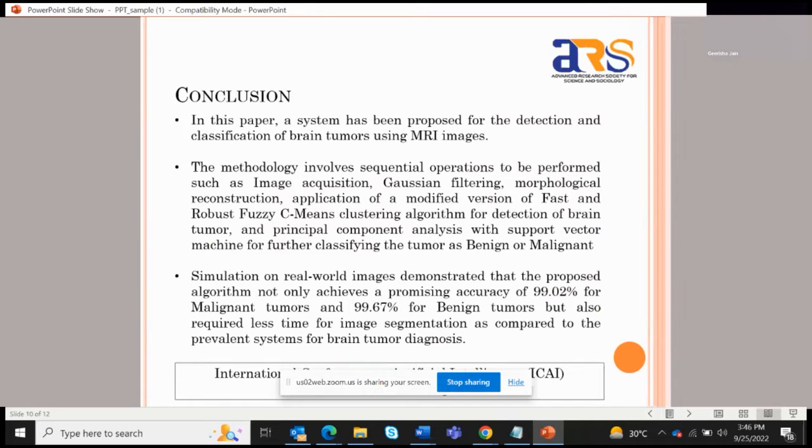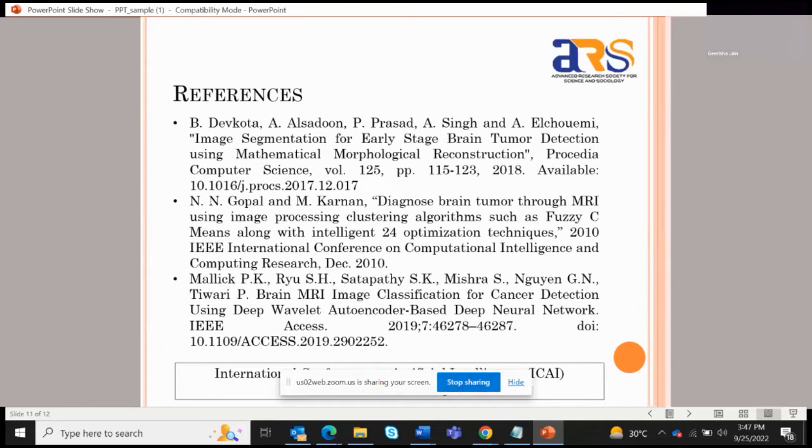Well, this brings me to the end of my presentation. To conclude, I would like to summarize that in this paper, a system has been proposed for the detection and classification of brain tumor using MRI images. The methodology involves sequential operations such as image acquisition, Gaussian filtering, morphological reconstruction, fast and robust fuzzy C-means clustering, and finally, support vector machine for classification. Based on the simulation on real-world images, the classification accuracy for malignant tumors was 99.02%, and for benign tumors, it was 99.67%, which is higher as compared to the existing models. These are a few references for which we can get in touch later offline.